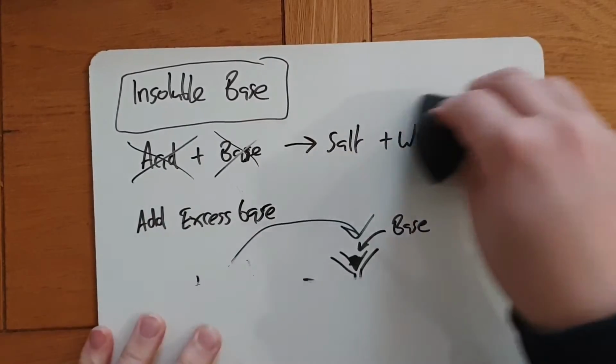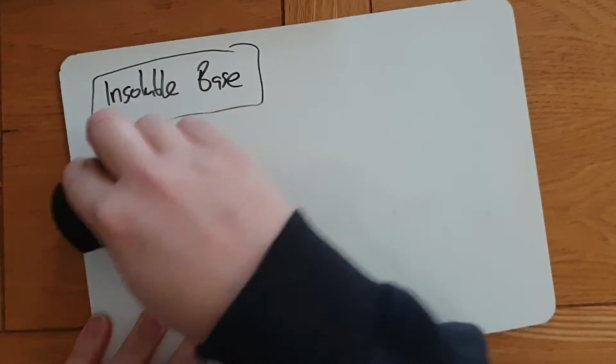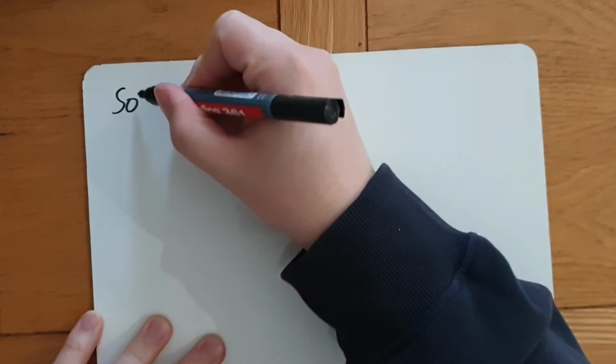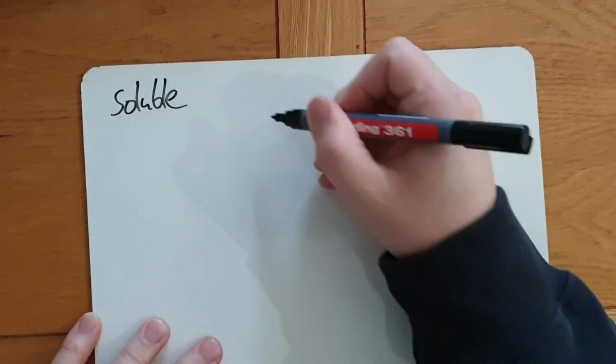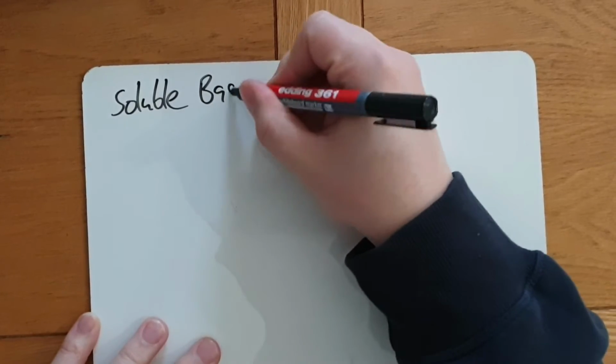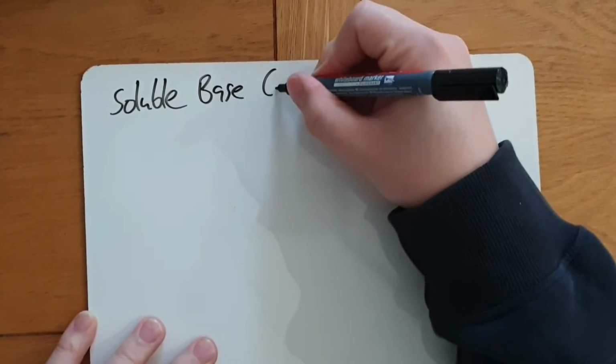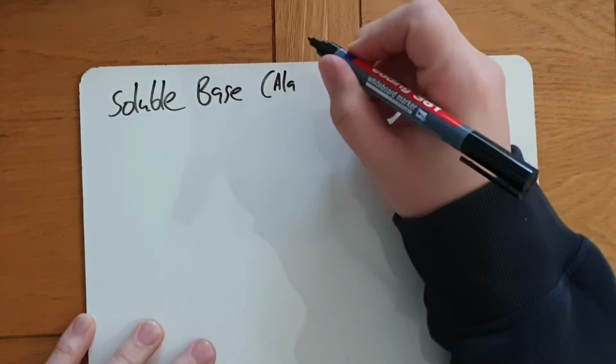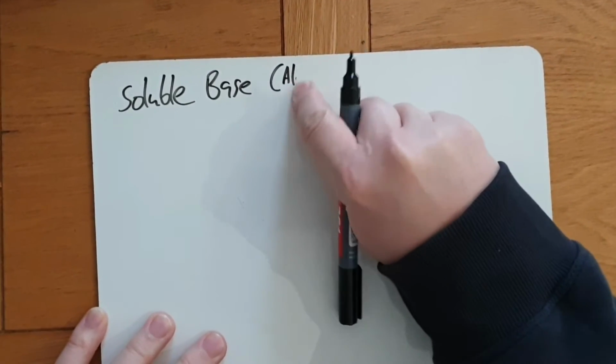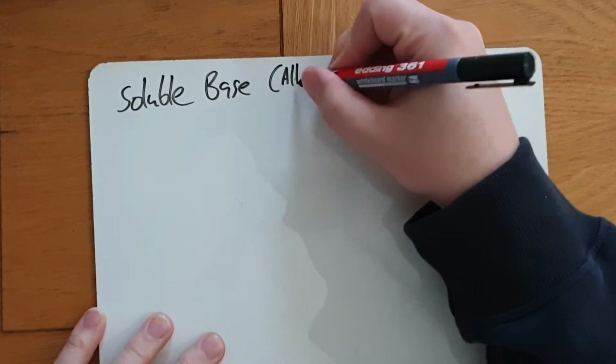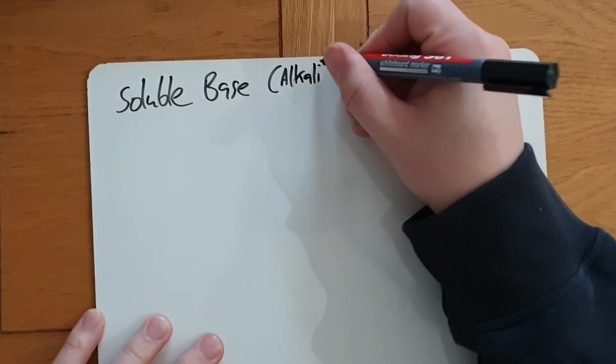However, if the base is soluble, this is where it gets a little bit more tricky. A soluble base does have another name. You can also call that, I can't spell it though, an alkali.